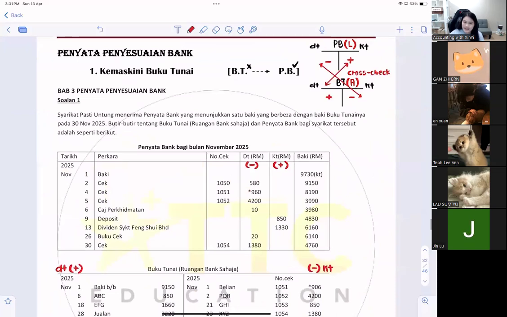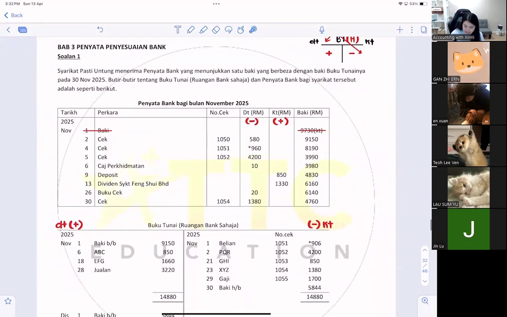Okay, so once done, then first thing to do, I want you to remove this first baki in the penyata bank, because this is the previous month's balance. What I want is of November month end. So we keep only the last number, 4760 of Penyata Bank. This is what they show us, that for this month, you should be left with 4760. But is this a Baki debit or a Baki credit for Penyata Bank? Remember, if it's a positive value, Penyata Bank would call it a Baki credit. Okay, for them credit is positive.